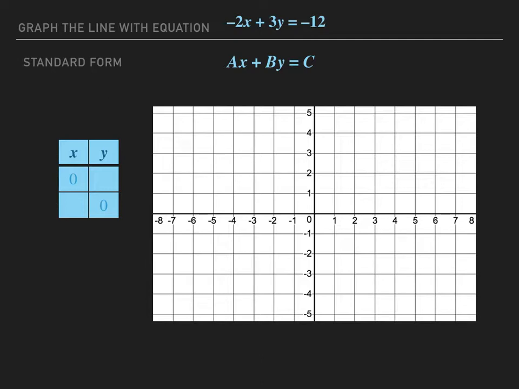So if x is 0, look back up at the equation, we'd end up with 3y equals -12, so y would equal -4. If y were equal to 0, -2x equals -12, x would equal 6. So here we have two ordered pairs that we could use to graph the line. We'll start at 0, -4, and then we'll graph 6, 0. And we'll connect these points with a straight line. Here is our line, -2x plus 3y equals -12. That was again given in standard form, ax plus by equals c.